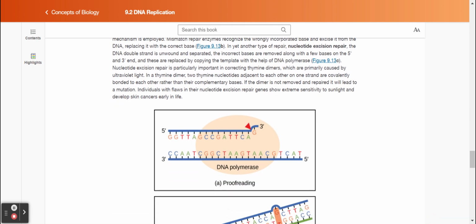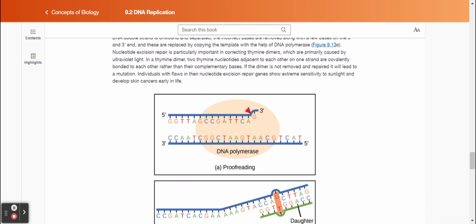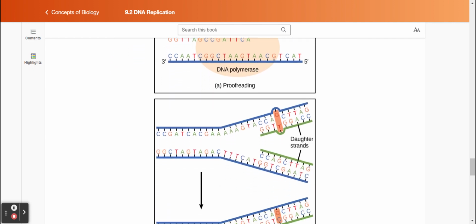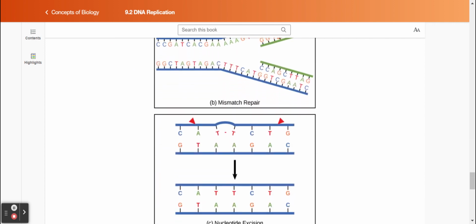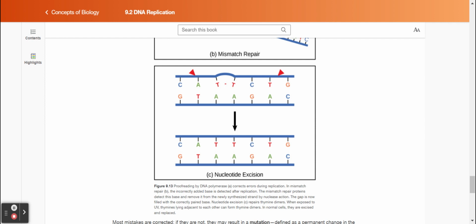Individuals with flaws in their nucleotide excision repair genes show extreme sensitivity to sunlight and develop skin cancers early in life. Figure 9.13. Proofreading by DNA polymerase in A corrects errors during replication. In mismatch repair, B, the incorrectly added base is detected after replication. The mismatch repair proteins detect this base and remove it from the newly synthesized strand by nuclease action. The gap is now filled with the correctly paired base.